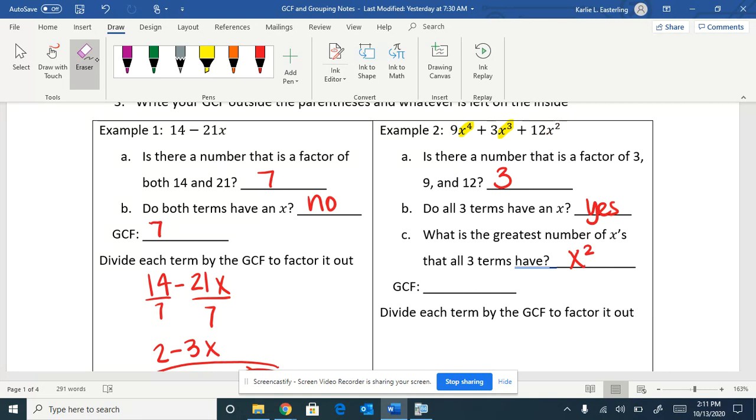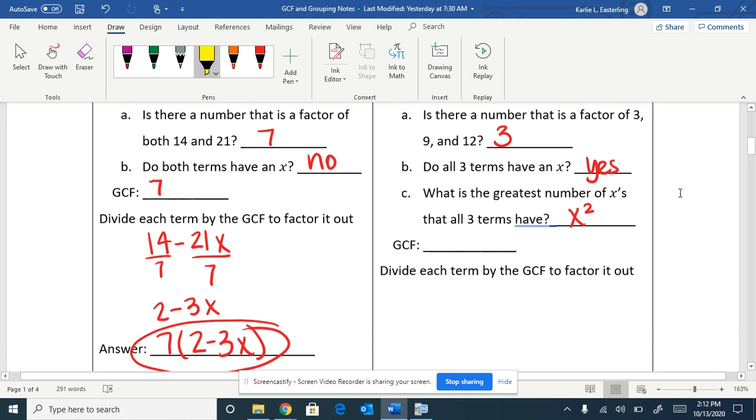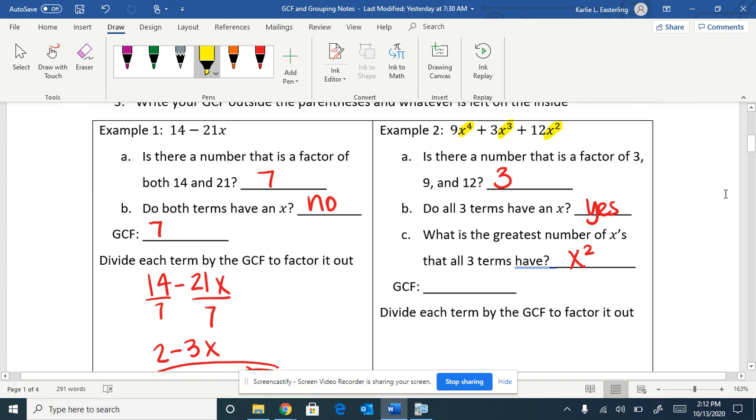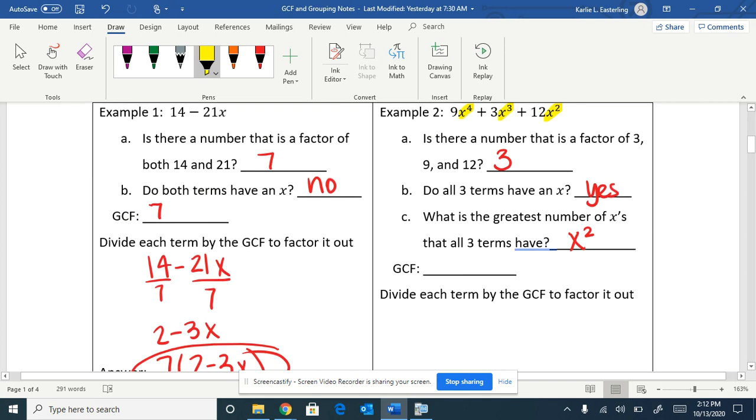So you pretty much pick the x with the lowest exponent, because this has at least x squared, this has at least x squared, and this has at least x squared. That's kind of what that question means, because that means that we can pull an x squared out of each of those terms. All right, so this time our greatest common factor is going to be 3x squared, because we can pull out a 3 and an x squared from each term in this problem.